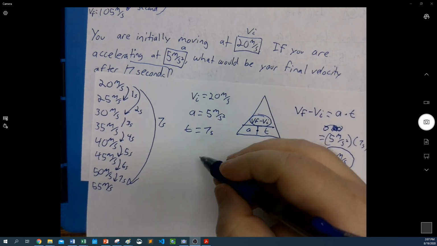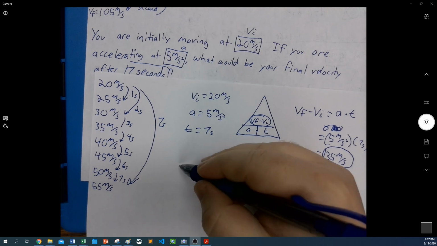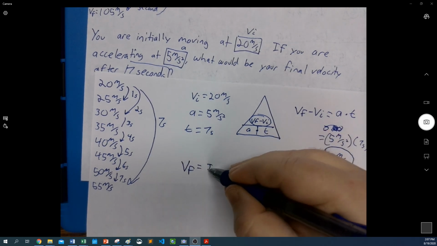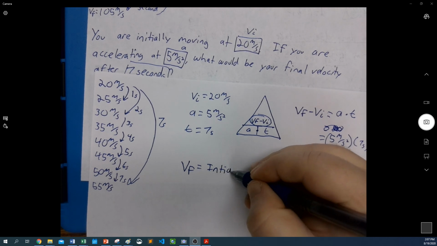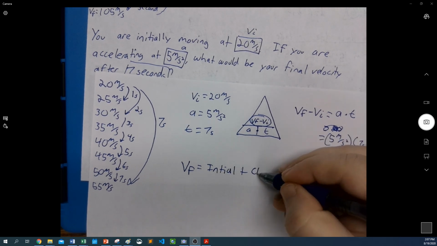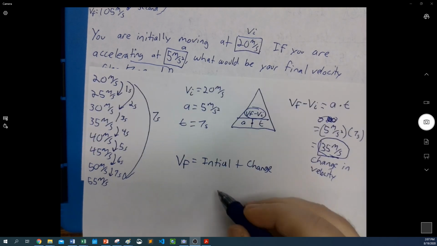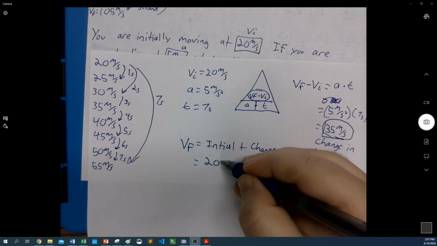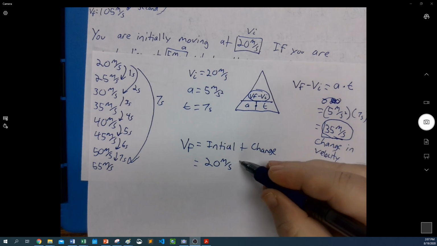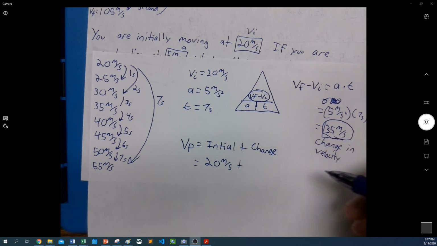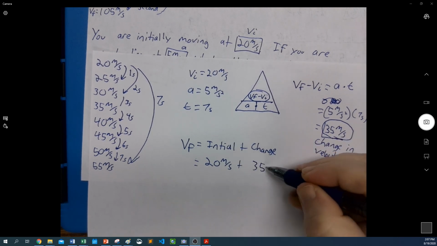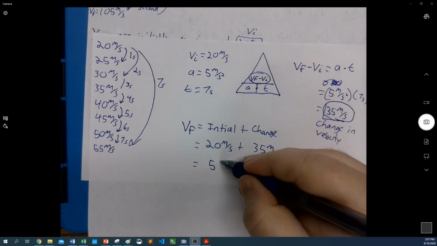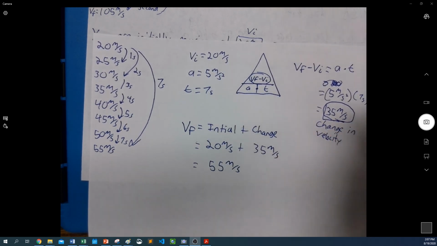So in order to get your final velocity, it would be your initial plus your change. So your initial was 20 meters per second, and your change is 35 meters per second. So that would be 55 meters per second.